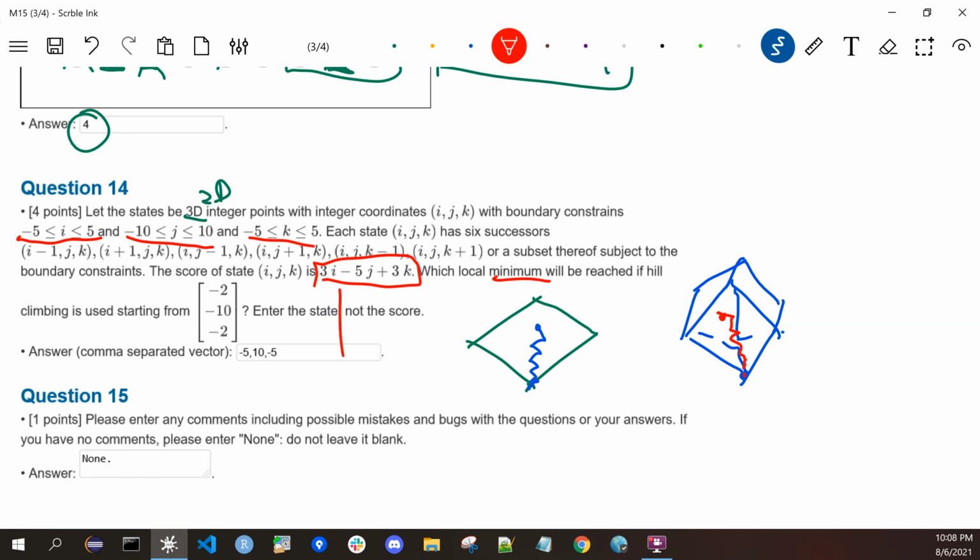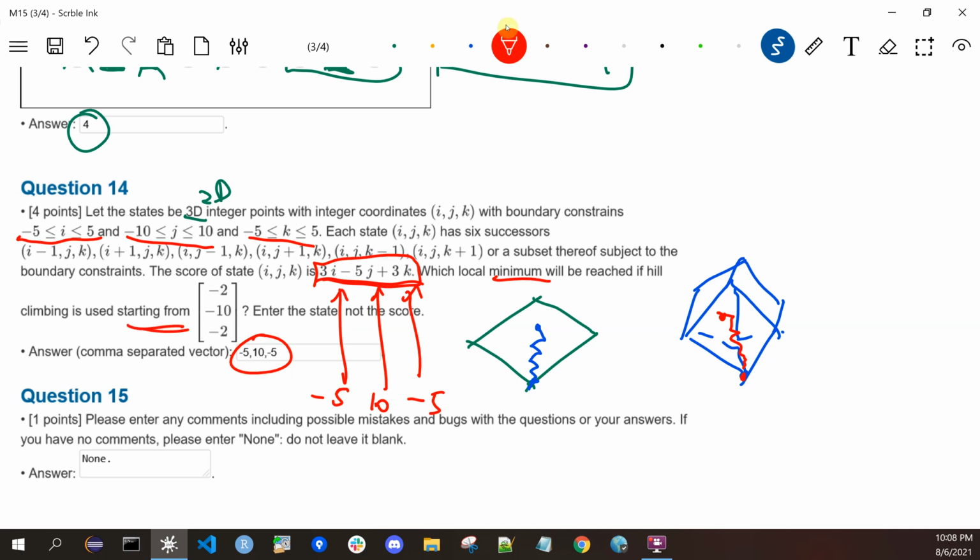So if you look at this, we probably want I to be as small as possible, we want J to be as large as possible, and we want K to be as small as possible. If all of them hold at the same time, then this number will be as small as possible. So I'm going to pick the smallest I, largest J, and smallest K. So it turns out that's the combination that will result in the minimum point here.